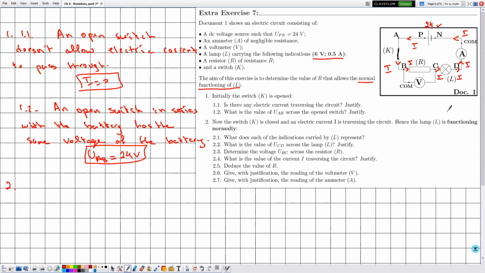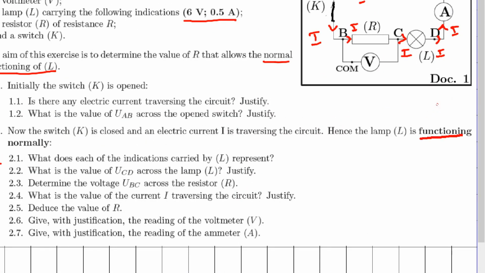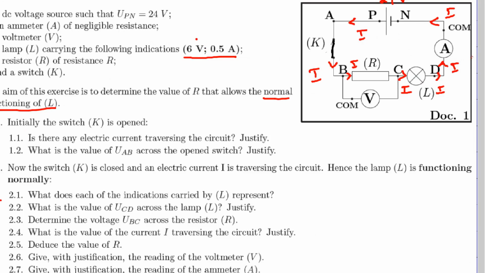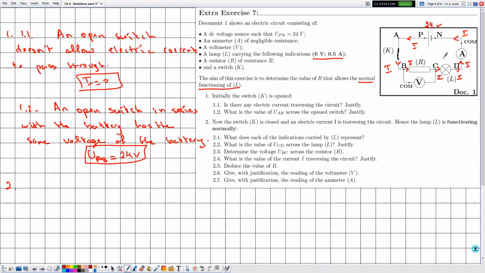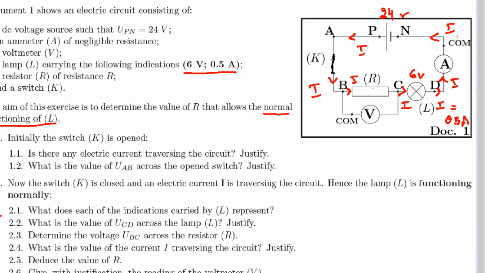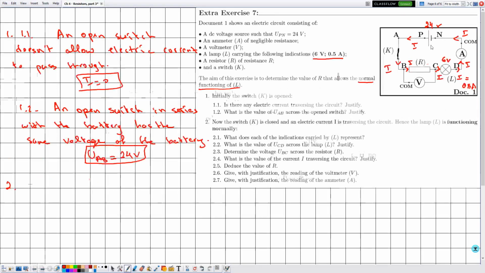Hence the lamp L is functioning normally. Since now the lamp L is functioning normally, it has the same values of the indications. Notice that it carries two indications that are given by 6 volts and 0.5 amperes. So the voltage UCD across the lamp is given by 6 volts and its current is given by 0.5 amperes. So now we have determined the main current traversing the circuit because the lamp is in series with the resistor and the battery.